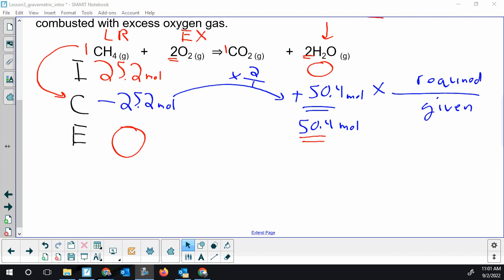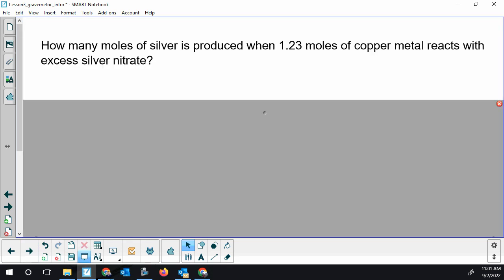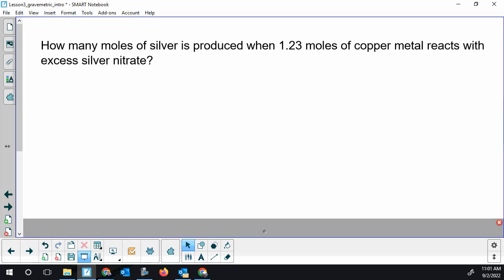Okay, so we're going to see the exact same thing all over again, different equation, different numbers. This one matches the copper silver nitrate that was discussed. How many moles of silver is produced when 1.23 moles of copper metal reacts with excess silver nitrate? You're not given the equation here. We need to write it out.